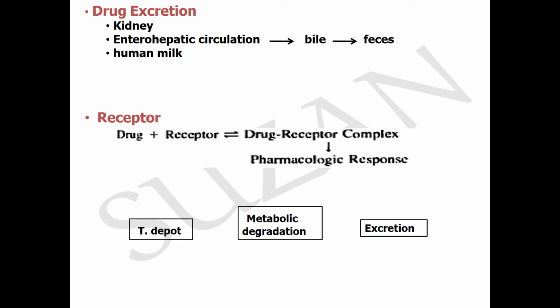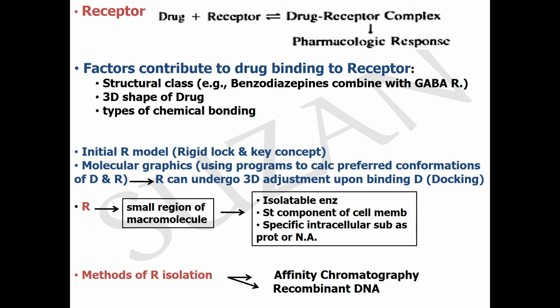The receptor. The receptor is a small region of a macromolecule. It could be an isolable enzyme, or a structural component of the cell membrane, or a specific intracellular substance such as a protein or nucleic acid. The drug usually binds to the receptor, and this will form an equilibrium of a drug-receptor complex. This will result in a pharmacological response.